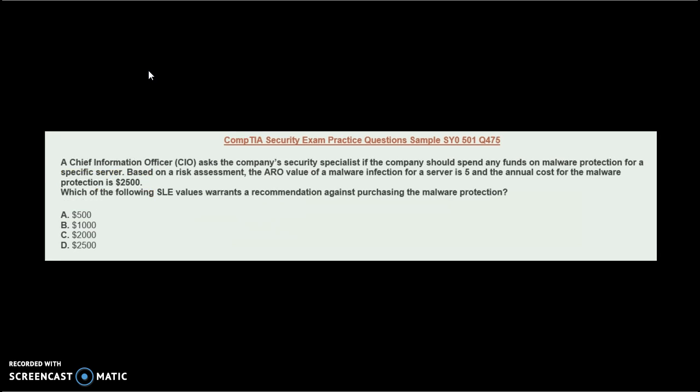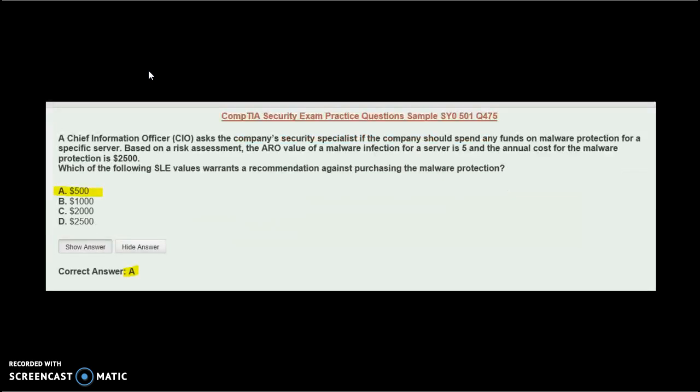A chief information officer asked the company's security specialist if the company should spend any funds on malware protection for a specific server. Based on a risk assessment, the ARO value of a malware infection for a server is 5, and the annual cost for the malware protection is $2,500. Which of the following SLE values warrants a recommendation against purchasing the malware protection? It's $500.